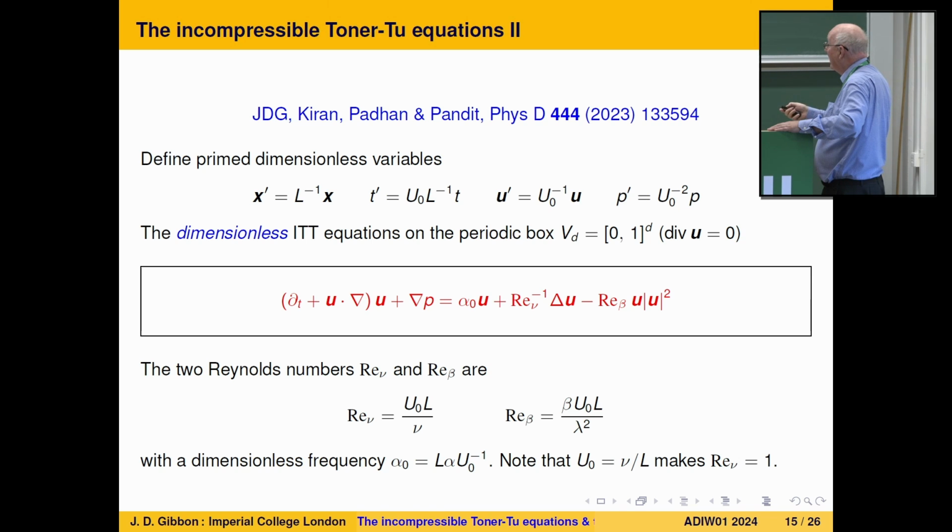We're going to go into dimensionless variables in time-honored fashion, and we'll now rewrite Toner-Tu 2, drop the primes, and now we have two Reynolds numbers. We have the standard Reynolds number, U0 L over nu, which I call Reynolds nu, but we have another one here as beta U0 L. You see, beta is a 1 over nu, so this is the correct way. Okay. So we're going to be dealing with this red version.